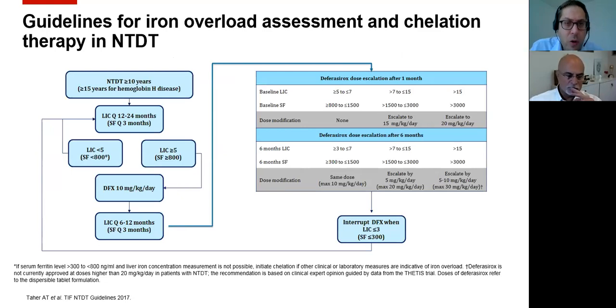And when it comes to iron overload, I mentioned that when we talked about iron overload earlier, but it was clear to us which patients actually would require management of their iron overload. These are the NTDT patients at the age of 10 years or older. We usually quote a higher age for hemoglobin H disease because the rate of iron overload from intestinal absorption is slower in alpha thalassemia than it is in beta thalassemia. And then with regular screening through serum ferritin or LIC, depending on the availability, we indicate iron chelation therapy for patients with a serum ferritin more than 800 or LIC more than 5.